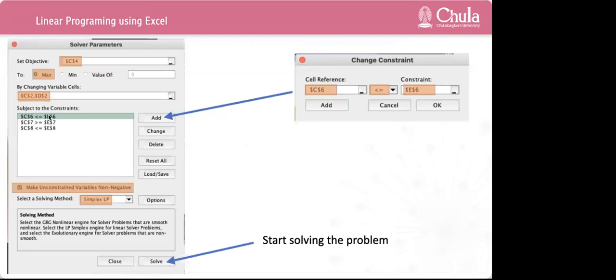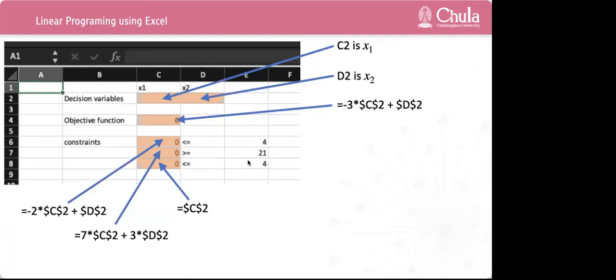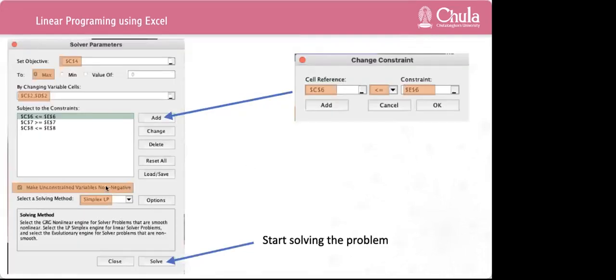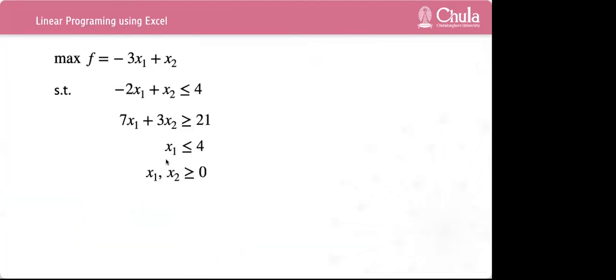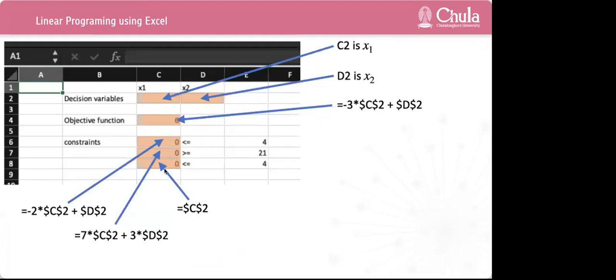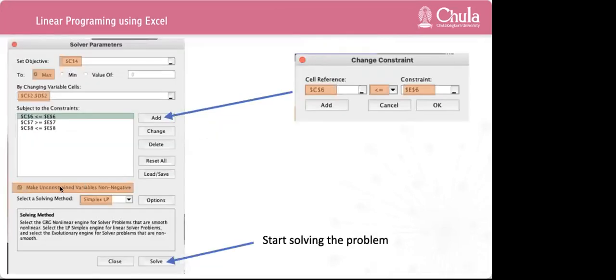Less than or equal to this cell, and we add each constraint. Okay, and because all the variables, I mean our decision variables x1, x2, are positive, we make unconstrained variables non-negative here. Because this is linear programming, we choose Simplex LP and start solving.